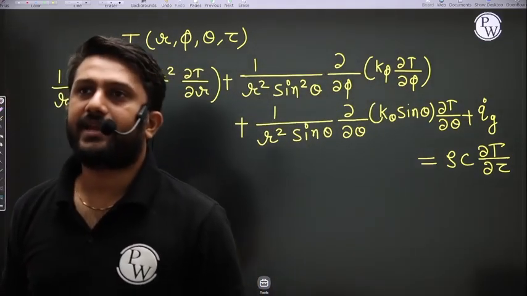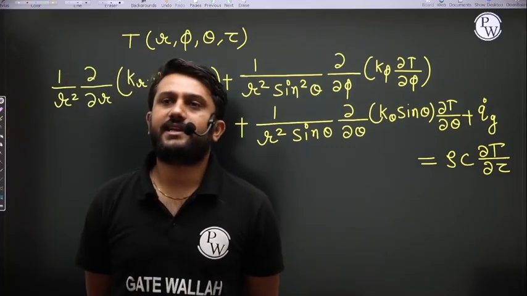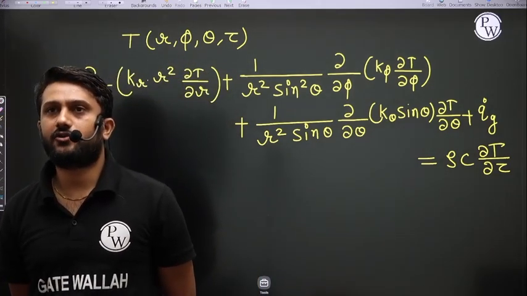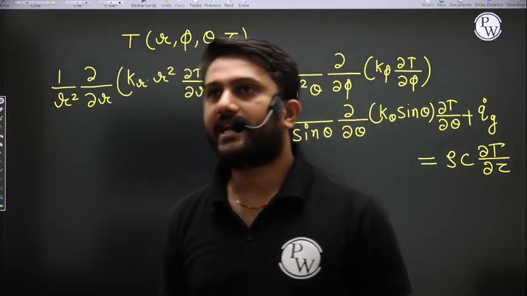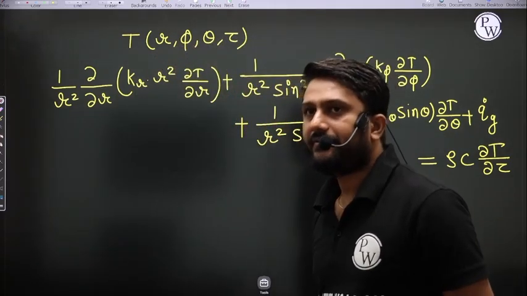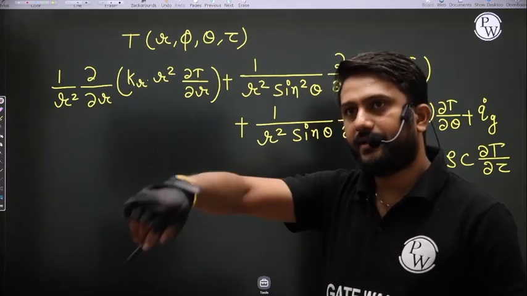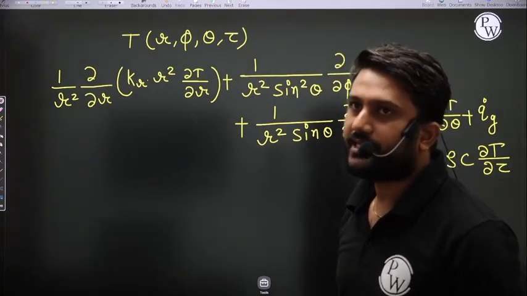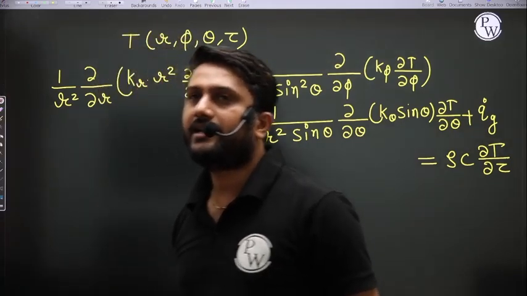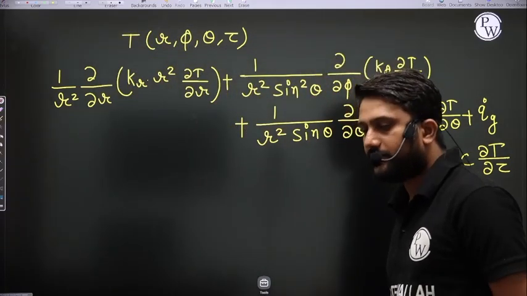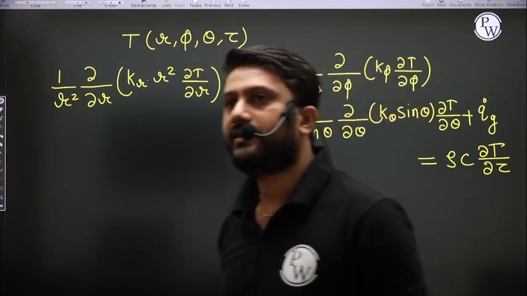Is it clear? Right. So this is the general heat conduction equation in the spherical coordinate system. The first term shows the temperature variation with r. The second term shows the temperature variation with phi, that means in a horizontal plane. The third term shows the temperature variation with theta, that means in the vertical plane. The fourth term shows the internal heat generation term, and the fifth term shows the temperature variation with time.